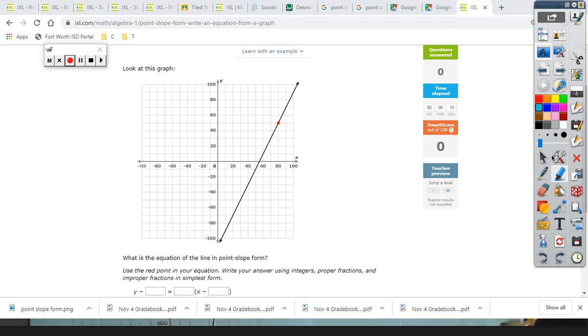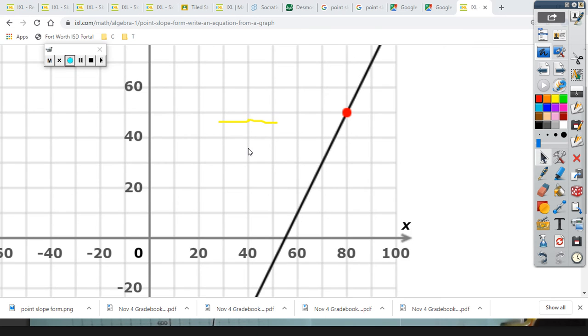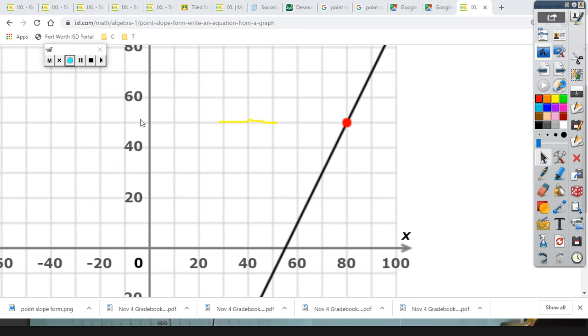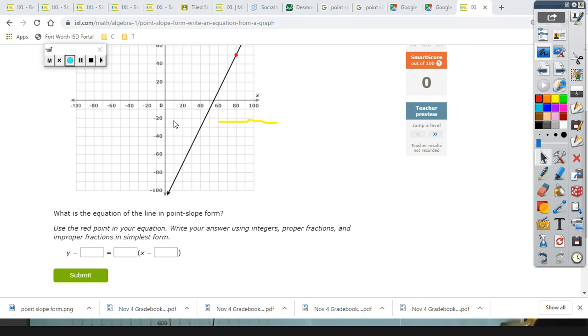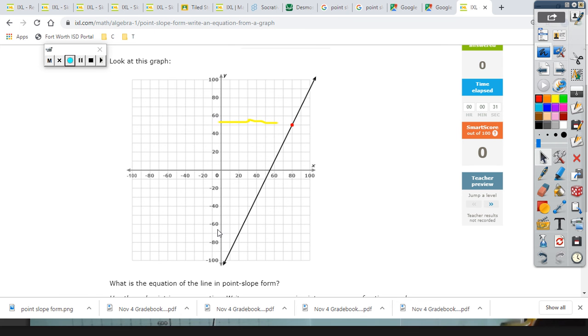So, the first is the Y value. So, the Y value here in this problem, can you tell me, Dieudonné, what's the Y value? What number is that? Let me zoom in for you. It's 50. 50. Okay, it is 50. Then you're going to do the slope. I'm going to zoom in a little bit.